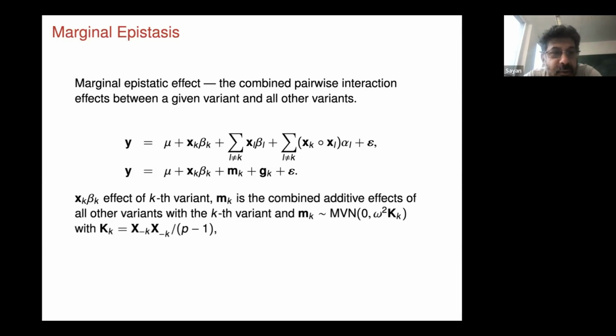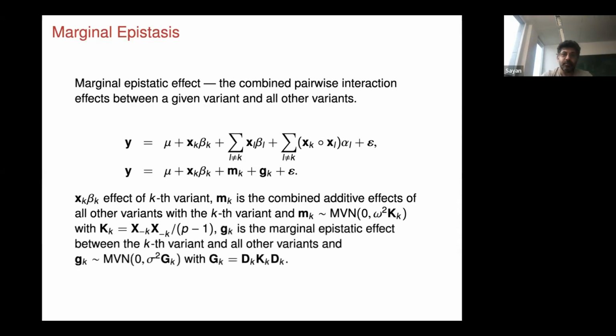Okay. So let's talk this through. x_k beta_k is the effect of the kth variant. m_k is the combined additive effects of all other variants with the kth variant. Okay. And you can write this down again as a multivariate normal. And g_k is the marginal epistatic effect between the kth variant and all other variants. And again, all of these can be written down in terms of a multivariate normal.